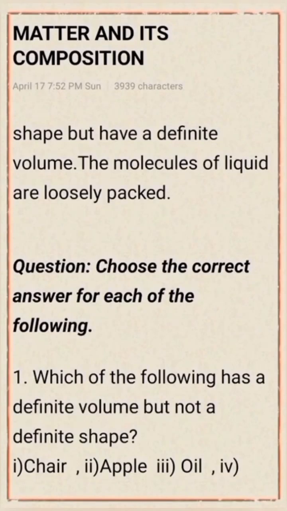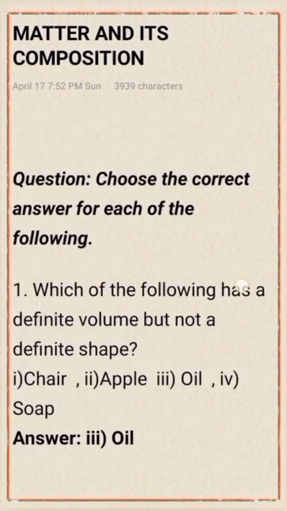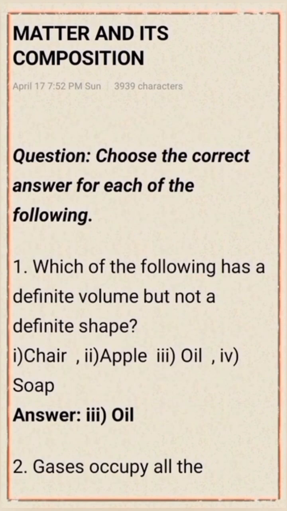Choose the correct answer for each of the following. First question, which of the following has a definite volume but not a definite shape? Option 1 chair, option 2 apple, option 3 oil, option 4 soap. The right answer is option 3, that is oil.